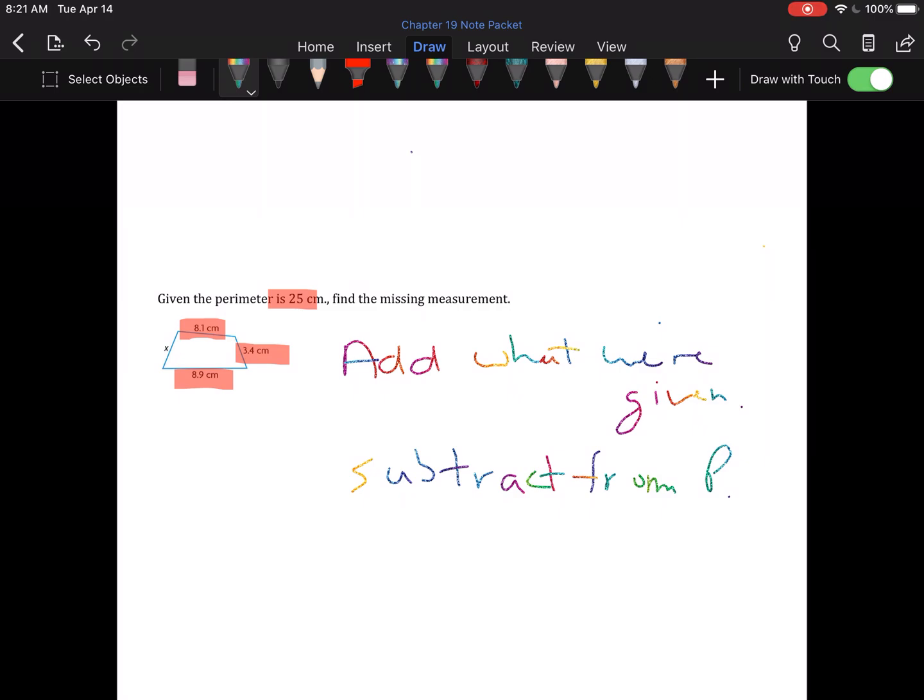So we are given 8.1, 3.4, and 8.9. So let's add those up real fast. Remember to line up your decimal points. 1 and 4 is 5, and 9 is 14. Carry the 1. 1 and 8 is 9, and 3 is 12, and 8 is 20.